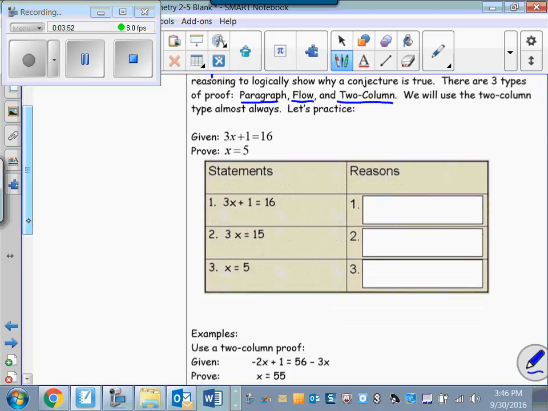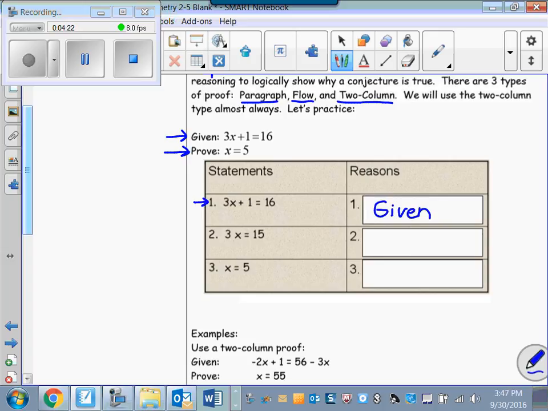When you start with a proof, you'll have some given information and then you'll be told what it is you want to prove. So right here we're given that 3x plus 1 equals 16. So our reason for writing that in our first step is going to be because it's given to us. Basically, you're looking at your statement, and your reason is going to be, how do we know this? Why am I allowed to make this statement? Well, we can make statement number 1 because that's what's given to us.